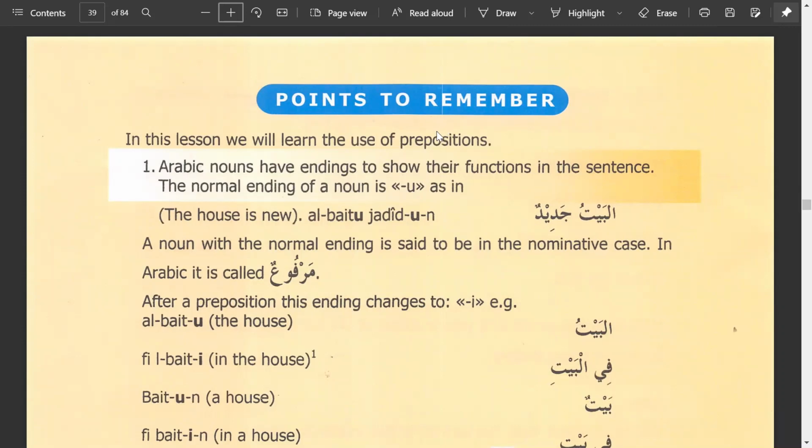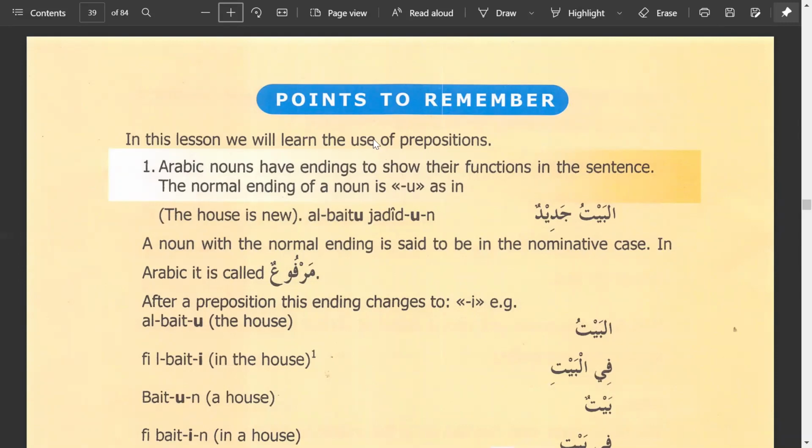Okay, today, inshallah, we are going to start the next lesson, which is lesson number 5. But before going to lesson 5, let's revise the 4th lesson first. What important points did you learn in lesson 4, and then inshallah we are moving on to the 5th lesson.